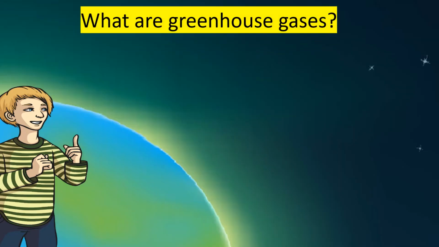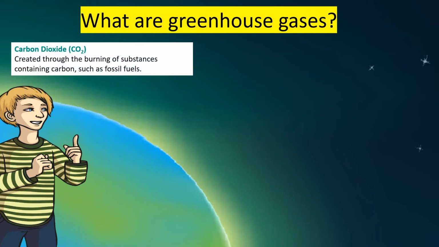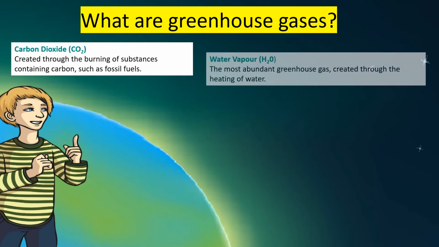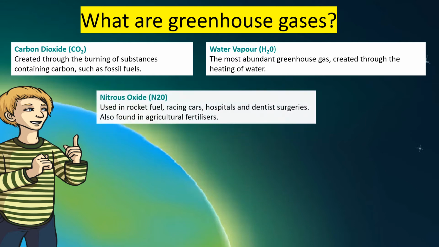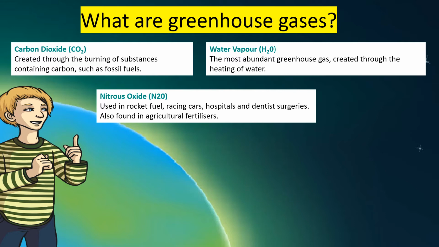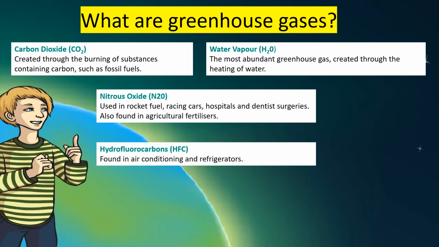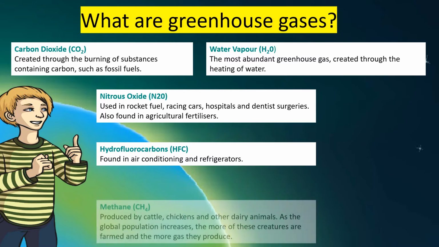Okay students, let's see what greenhouse gases are. Carbon dioxide is created by burning of fossil fuels, petroleum, and water vapors. You already know that water vapors are present in the Earth's atmosphere. Nitrous oxide is used in rocket fuels, racing cars, hospitals, and it is also found in agricultural fertilizers. Hydrofluorocarbons. This gas is found in air conditioning and refrigerators. And we all know that air conditioners and refrigerators are very important part of our life. They are all present in our homes.